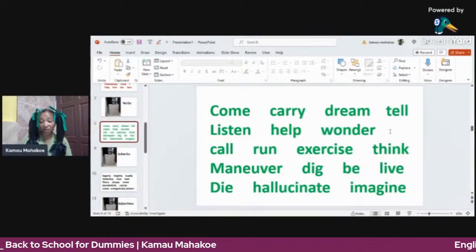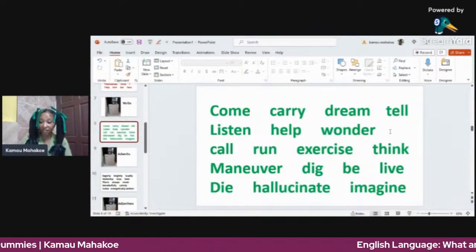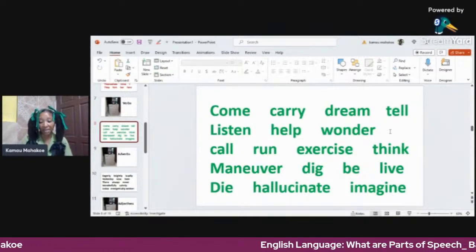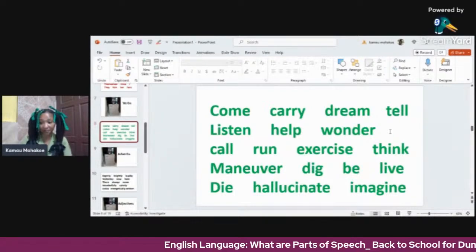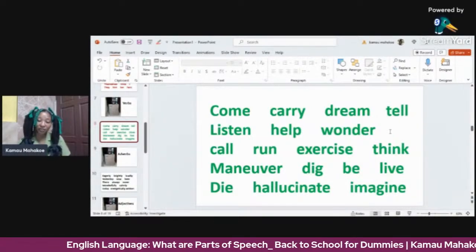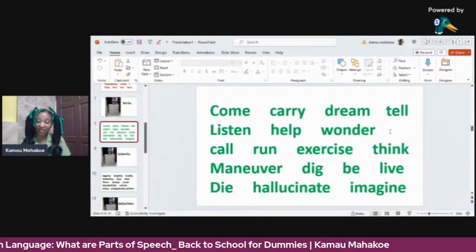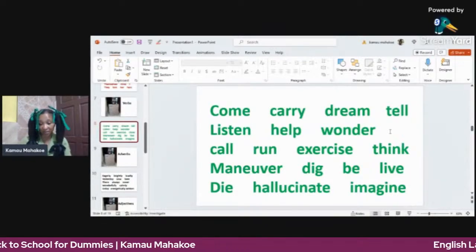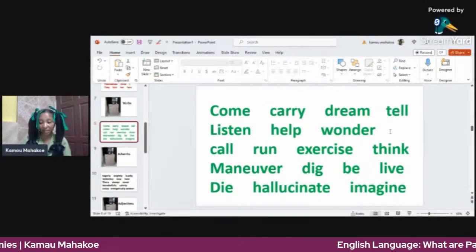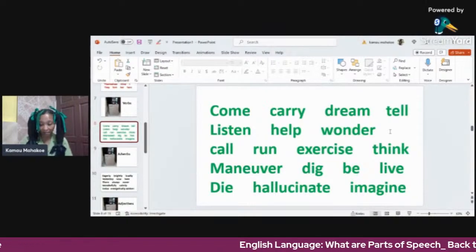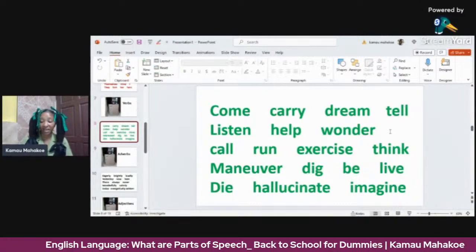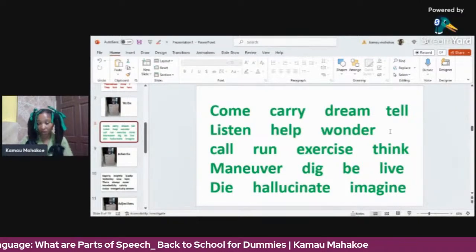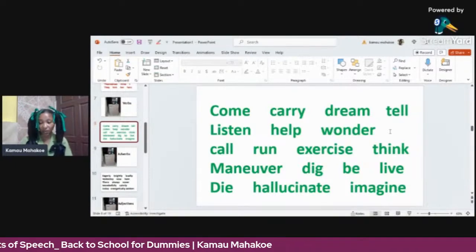But no, there are some verbs that are very subtle. Look at the word be, the verb to be. A lot of people take this verb for granted and they don't understand that it is a verb. When we conjugate the verb to be, the forms that it would take would be I am, she is or he is, they are, we are, you are. In the present tense, those would be the conjugations for the verb to be.